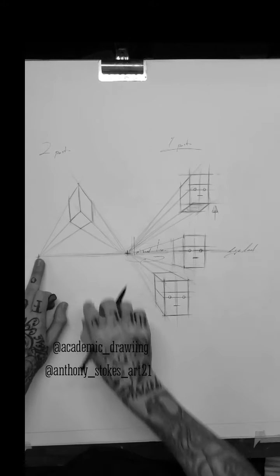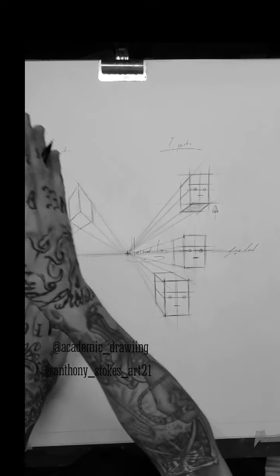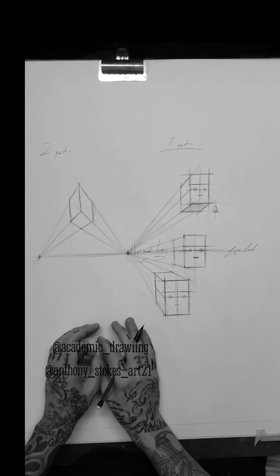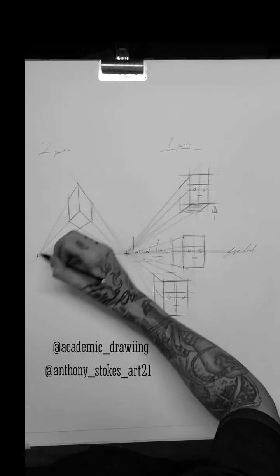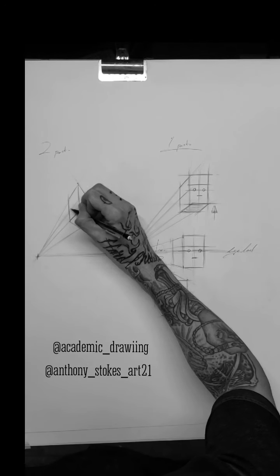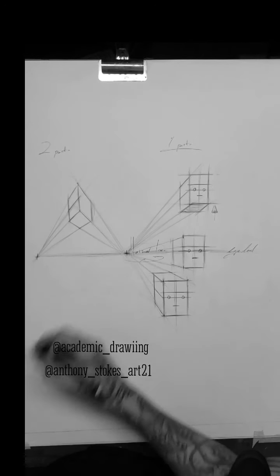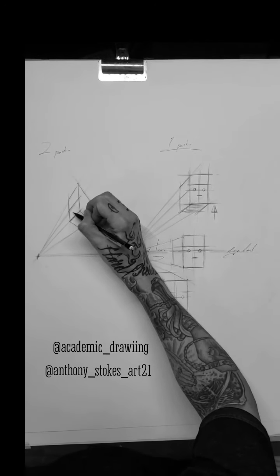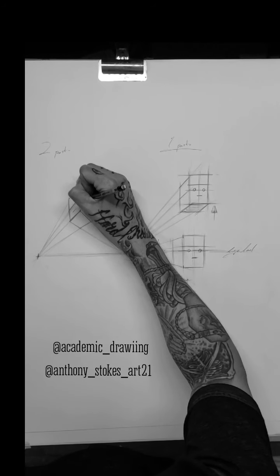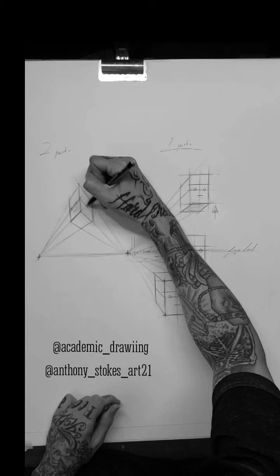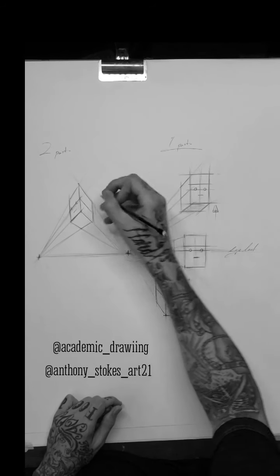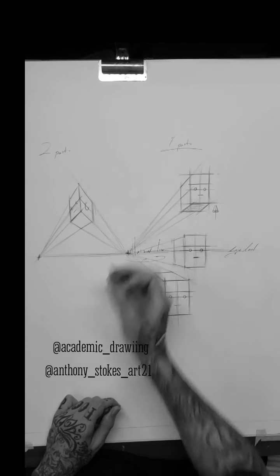Okay, 2-point perspective, right? We see both sides of the box or the head. So if you came up like this, that would be your eye line here, okay? And then the nose, so it would be like that. And then it would come down here, travel all the way down to the vanishing point, and then the ear would be there.